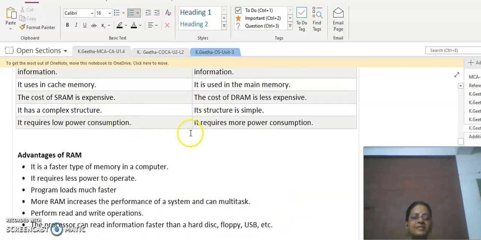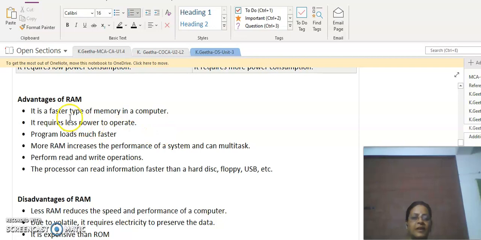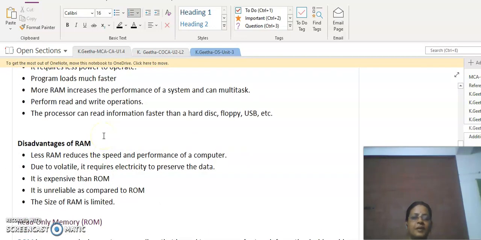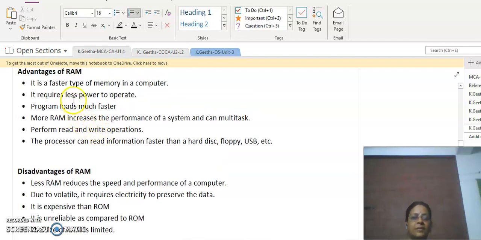So whatever we have discussed here, based on that we have some advantages of RAM and disadvantages of RAM. It's going to be self-explanatory, so we can just go through this and it will be clear to you. RAM advantages: it is faster in nature, uses less power, and increases the performance of the system for multitasking. And of course the program is loaded faster and it's suitable for performing read and write operations.